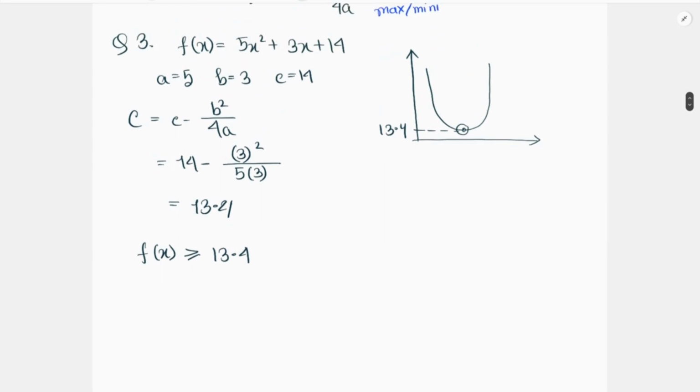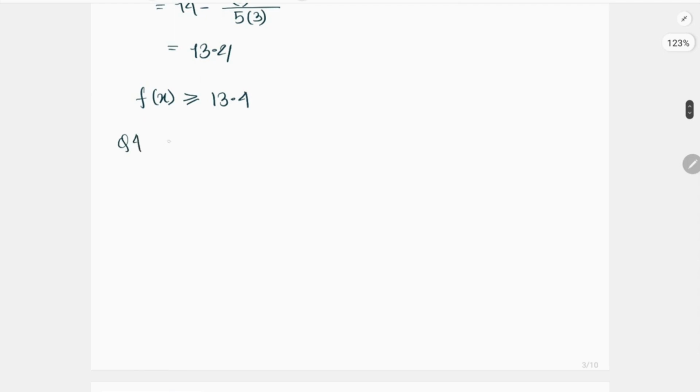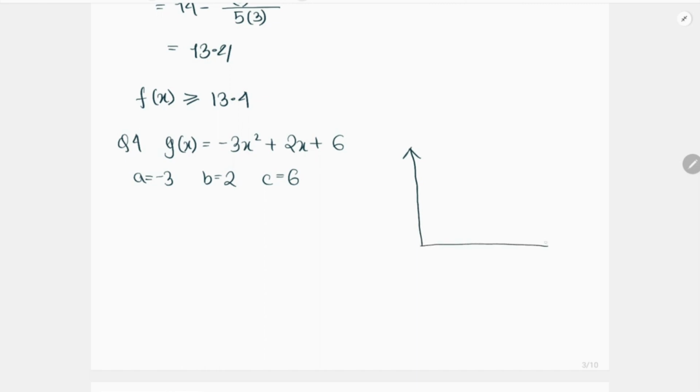Now let's see another example where the graph is a negative graph. So question 4, maybe g(x) over here is given as minus 3x squared plus 2x plus 6. And again the value of a is minus 3, the value of b is 2, and the value of c is 6. Now using the coefficient of x squared we easily understand that it is minus 3, right? The coefficient of x squared is minus 3, my mistake. So the graph will be a sad shape and this time the graph will have a maximum point over here.